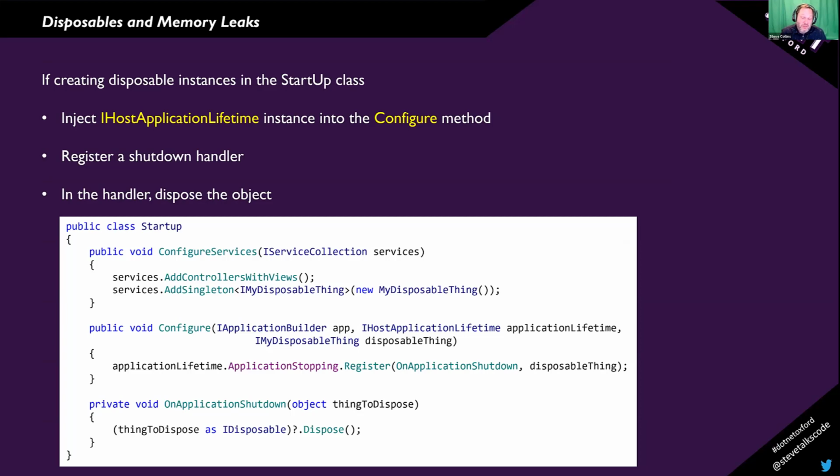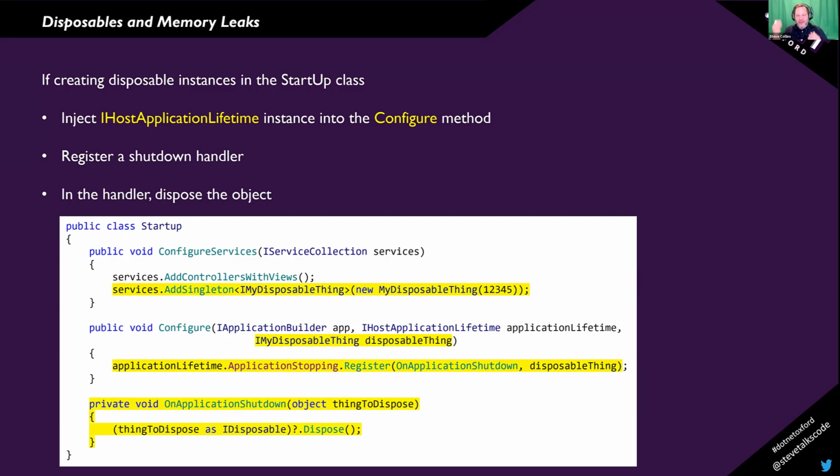In that case, you might want to consider maybe using a factory, which I'll talk about in a little bit. But if you really must do this, there is a get out of jail card available. Behind the scenes, there's an interface that's automatically registered by the host called IHostApplicationLifetime. What you can do is inject that into your Configure method by adding it to the parameter list.